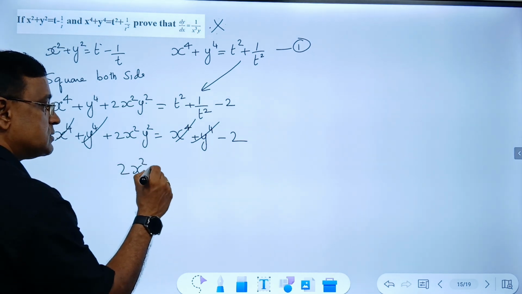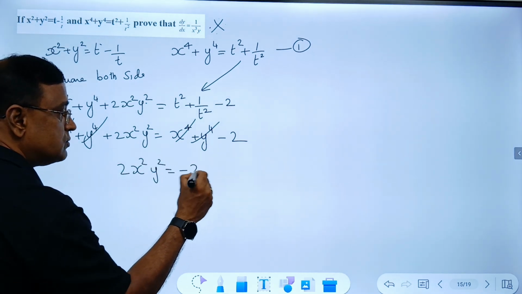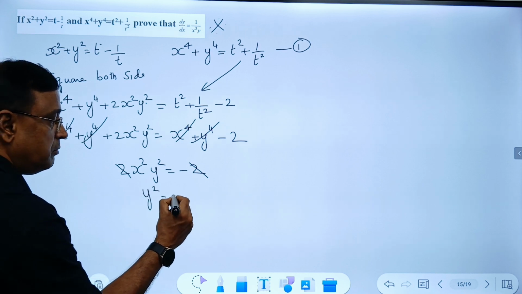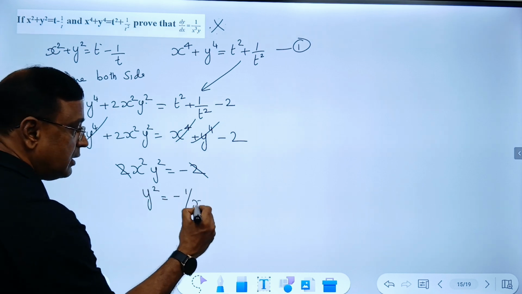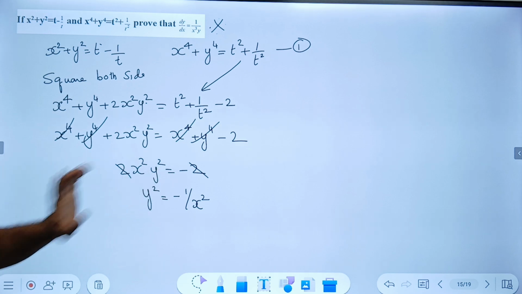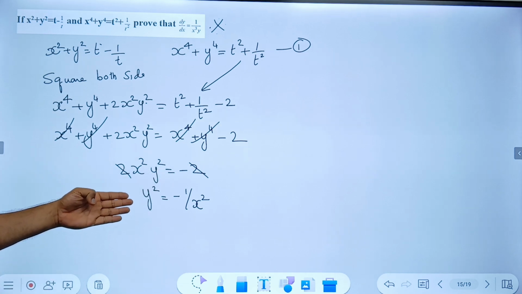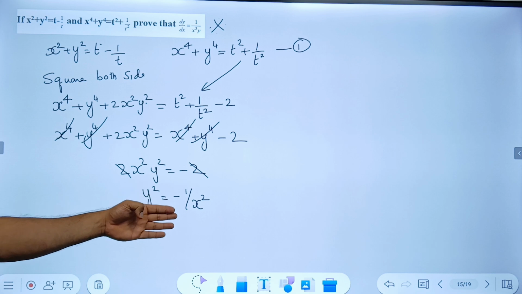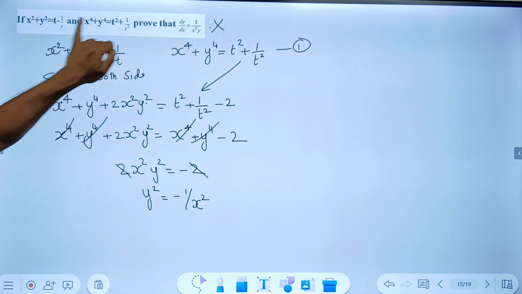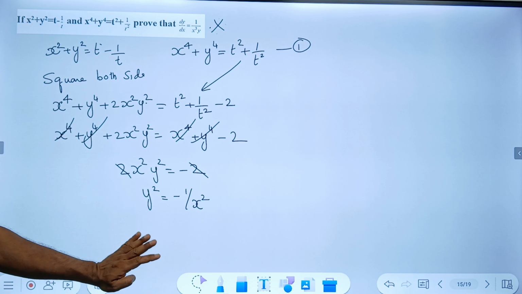So what do I get? 2x square y square equal to minus 2. Cancel. So y square equal to minus 1 by x square. Now a lot of people ask how can a square number be equal to a negative number? We are not going to question that, because if these two conditions are true, this is what I will get.